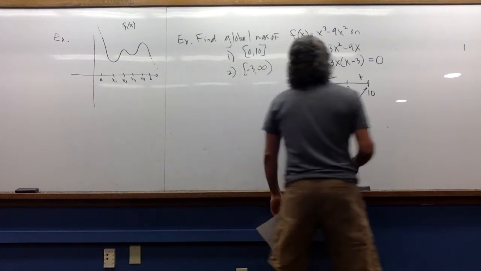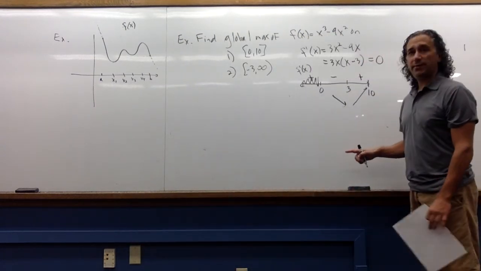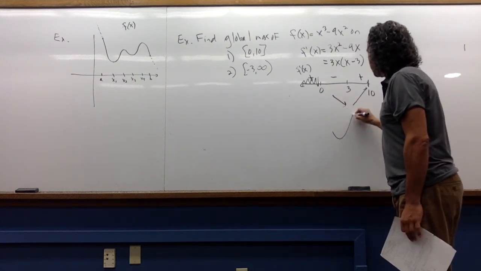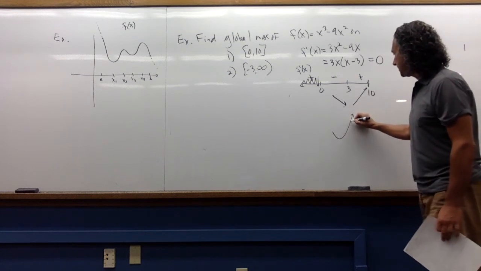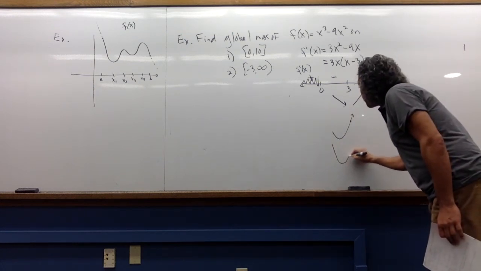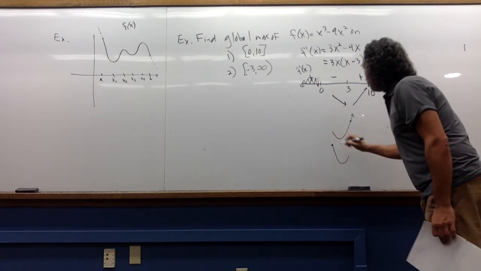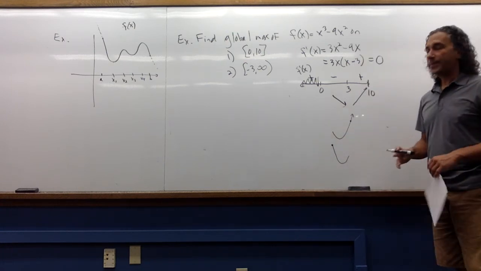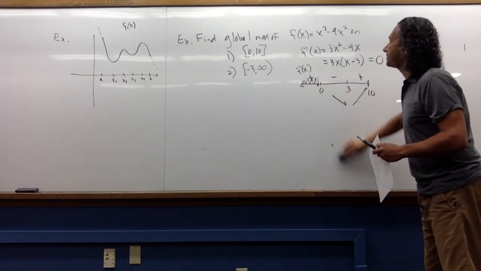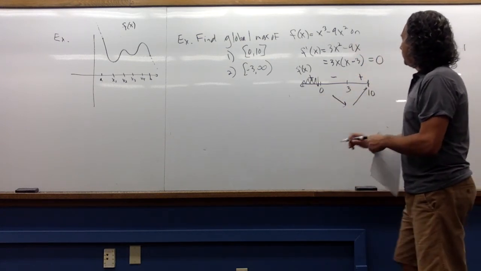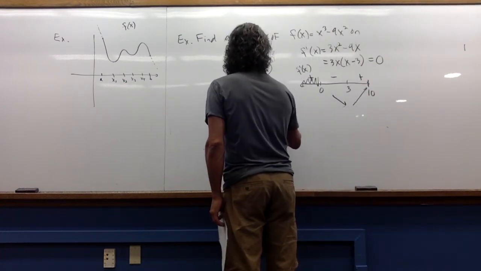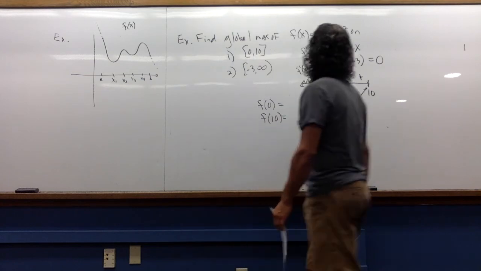Well, since I want the global max, I have more work to do because my function could either decrease, then increase like this, in which case this would be the global max, or it could go like this, in which case this would be my global max. I don't know. So I need to plug these guys into the original function. So we need to compute f of 0 and f of 10.